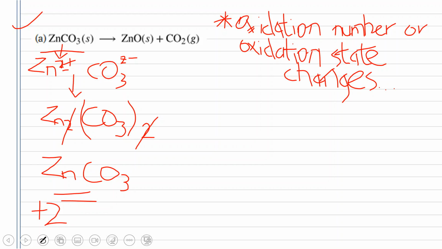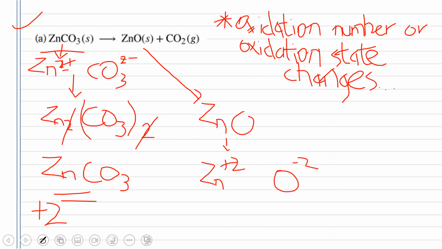Look at this side of the equation. What do you see here about zinc? Zinc is still zinc, reacting with oxygen. Before they came together, it was zinc +2 and oxygen -2. Zinc takes the 2 from oxygen, oxygen takes the 2 from zinc, the 2s cancel out, and we have zinc oxide. So as you can see, zinc is not changing its oxidation number. It's still the same. Likewise, oxygen is not changing its oxidation number.